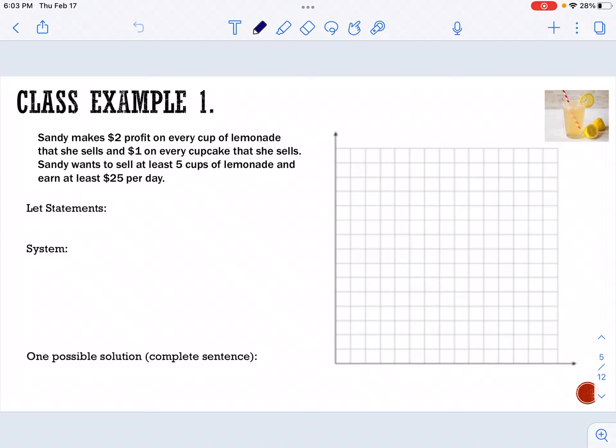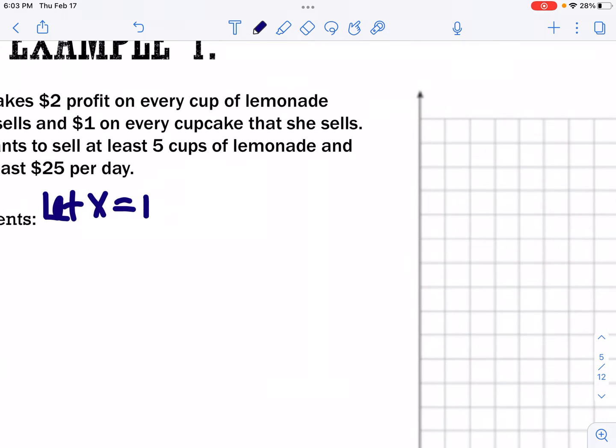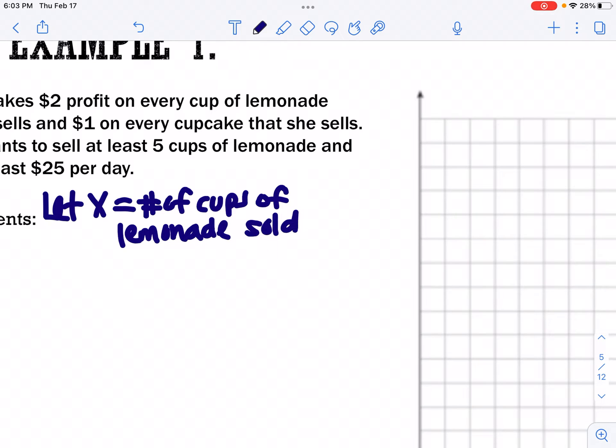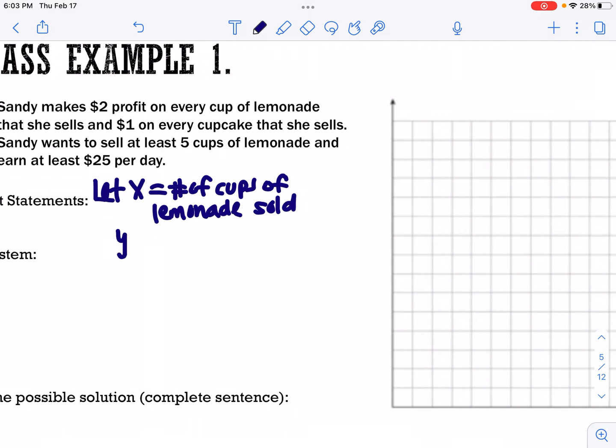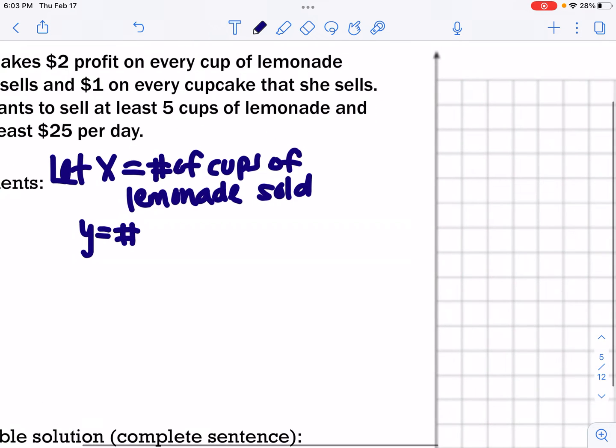So it doesn't matter which is my x or y. For the sake of this problem, let's be on the same page. We're going to say let x equal the number of cups of lemonade sold. And if x represents the number of cups of lemonade sold, I'm going to let y equal the number of cupcakes sold.